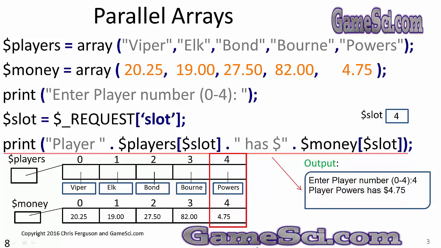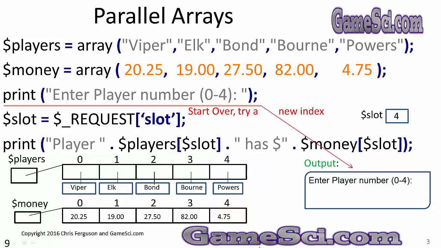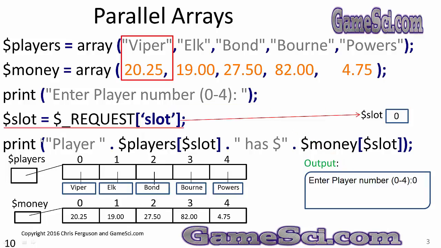That's what we mean by parallel arrays. They're a very easy concept to understand. Anything in position 3 of array A matches the data in position 3 of array B. Let's start over and try one more index. Have the user enter a 0 and then go get the data in position 0.